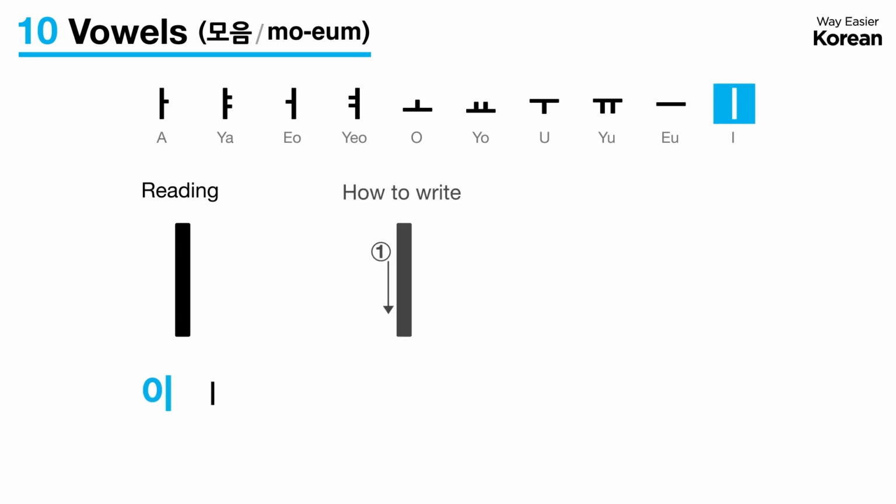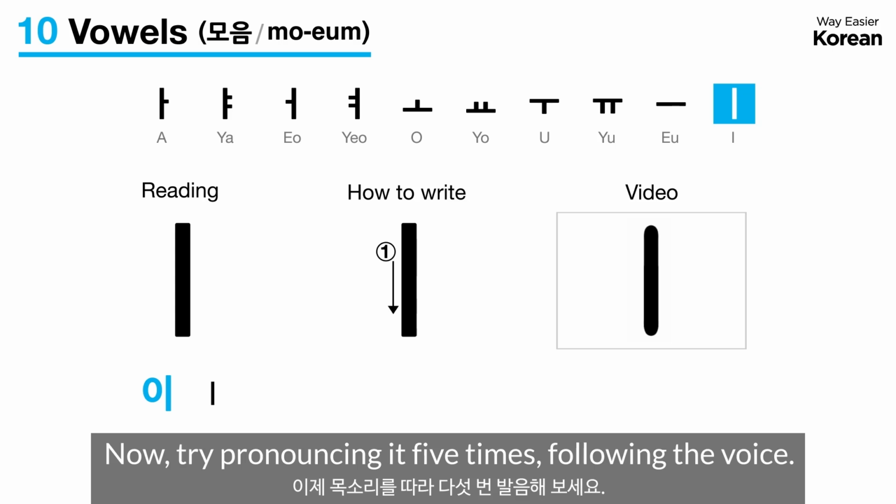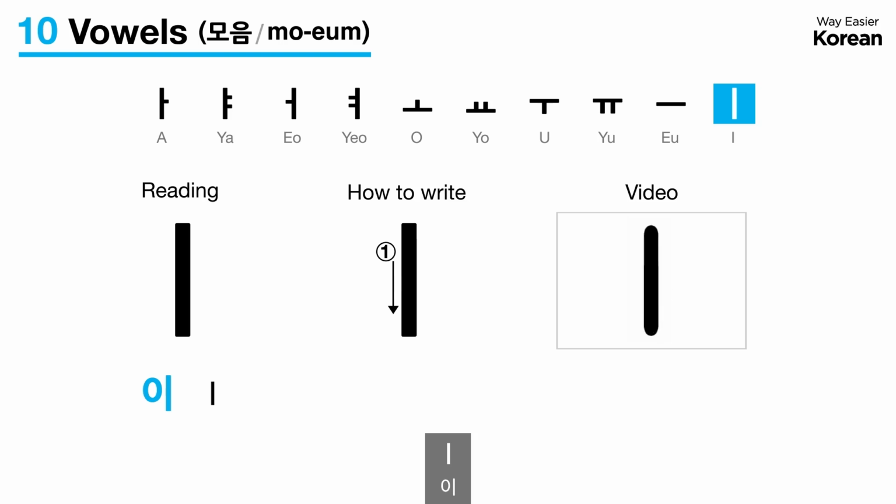이. The name of this vowel is 이. Now, try pronouncing it 5 times, following the voice. 이, 이, 이, 이, 이.